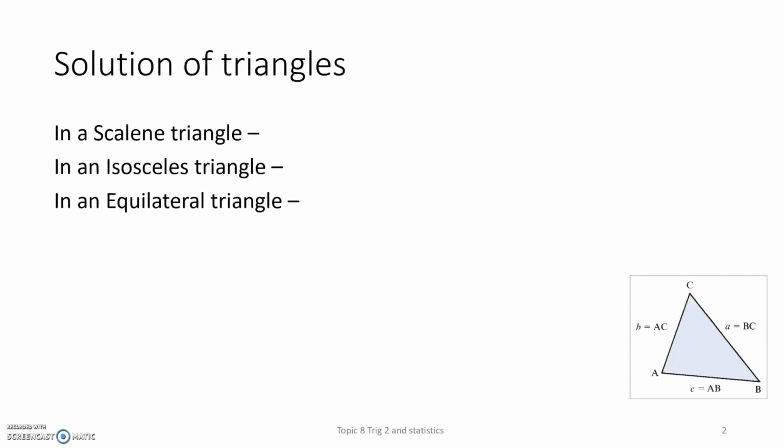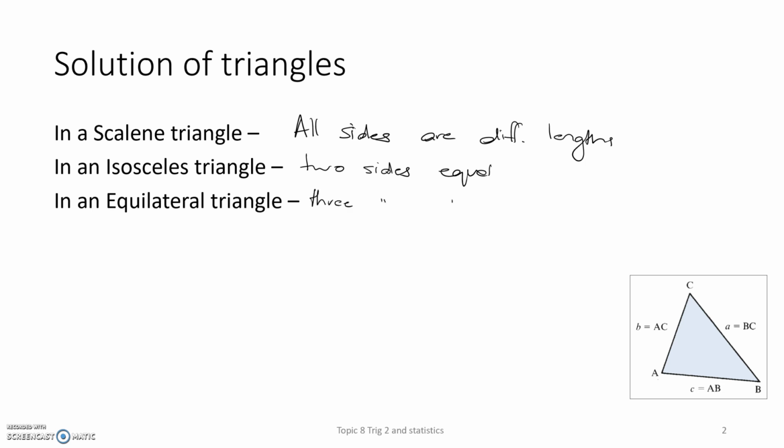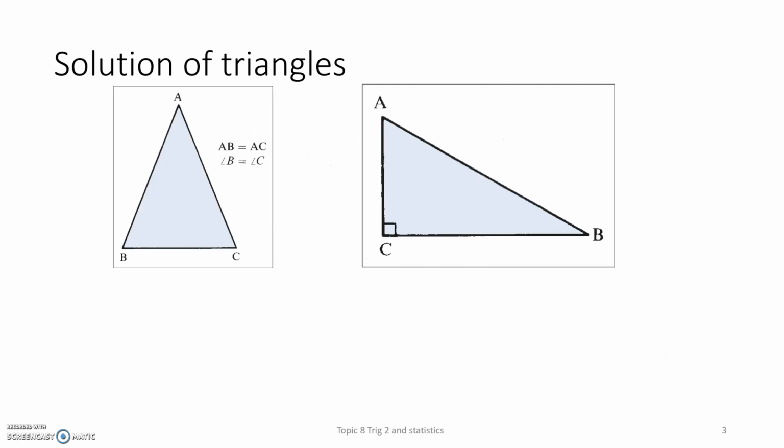So, some things to know. In a scalene triangle, all sides are different lengths. That makes the angles different as well. In an isosceles triangle, two sides are equal. And in an equilateral triangle, all three sides are equal. And just something that you might remember is that the sum of the angles in any triangle equals 180 degrees.